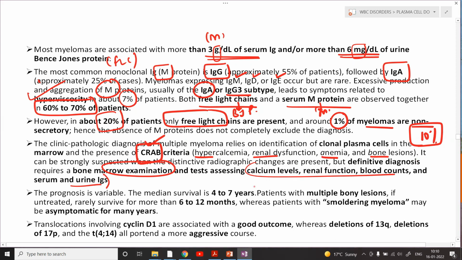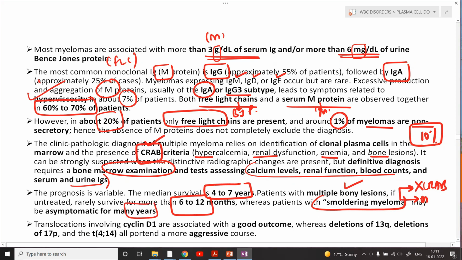Multiple myeloma. Now the median survival of multiple myeloma is just 4 to 7 years, and patients of multiple myeloma usually present with multiple bony lesions. As I told you, patients in whom you can see multiple bony lesions rarely survive more than 6 to 12 months. Whereas patients who have smoldering myeloma, that is, they do not have any CRAB criteria but will show M protein, such patients can live for many years.